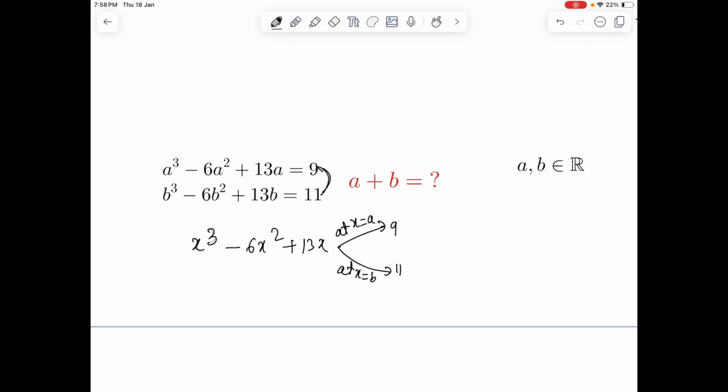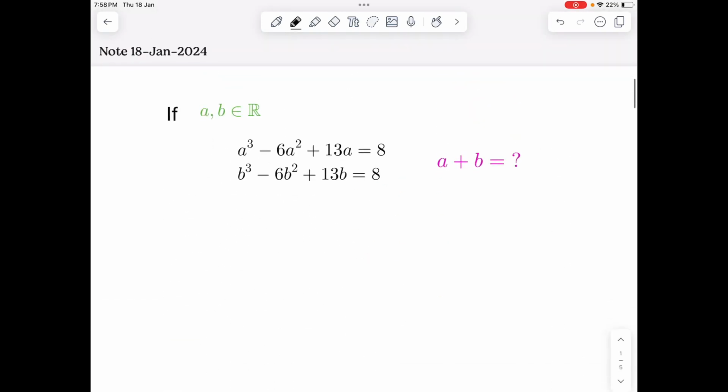You see, instead of solving this directly, imagine if these two were equal. If these two are equal, directly I could tell x cube minus 6x square plus 13x minus some constant equals 0, and it has two roots a and b. So instead of looking at these two expressions independently, we might see them together. We are combining these expressions into just a single packet. But here the constants 9 and 11 are unfortunately different. They are not the same. What I'm talking about is this.